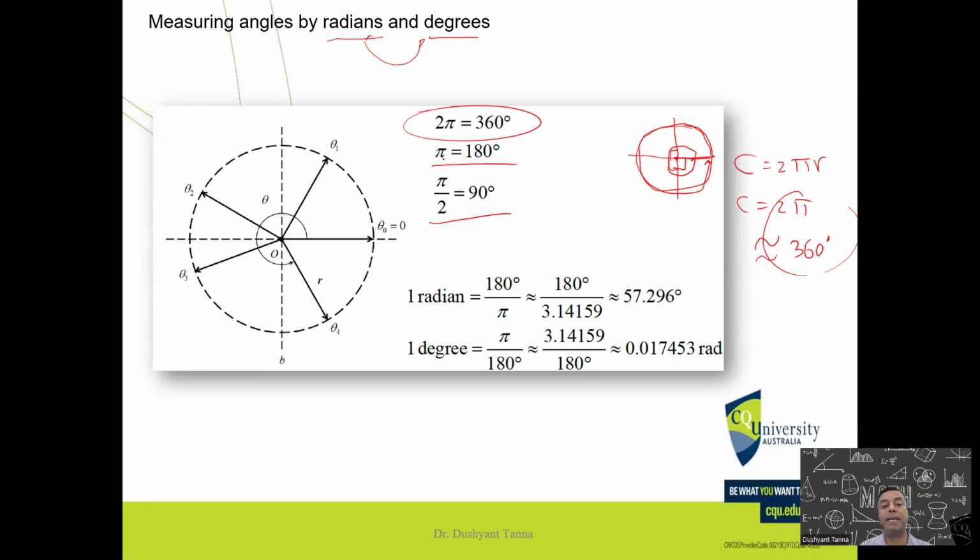So from here, if I say pi is 180 degrees, then if I divide by pi, 1 radian is 180 over pi. That's the relation here. Now pi is approximately 3.14159. When you divide it, you get 1 radian as 57.296 degrees.